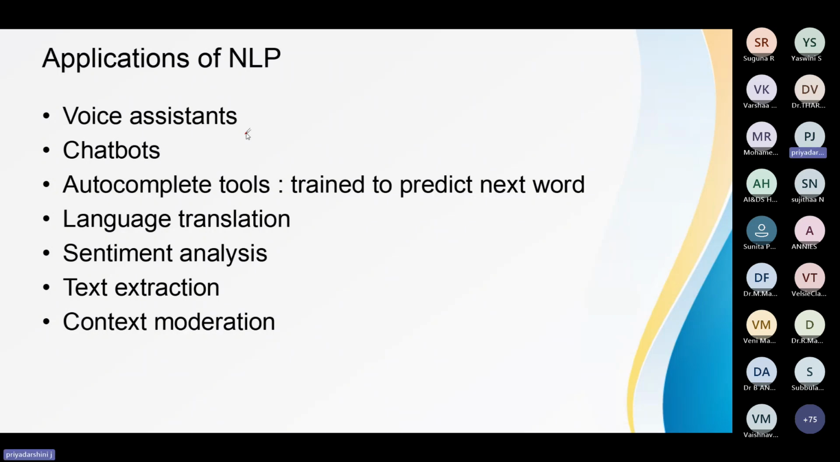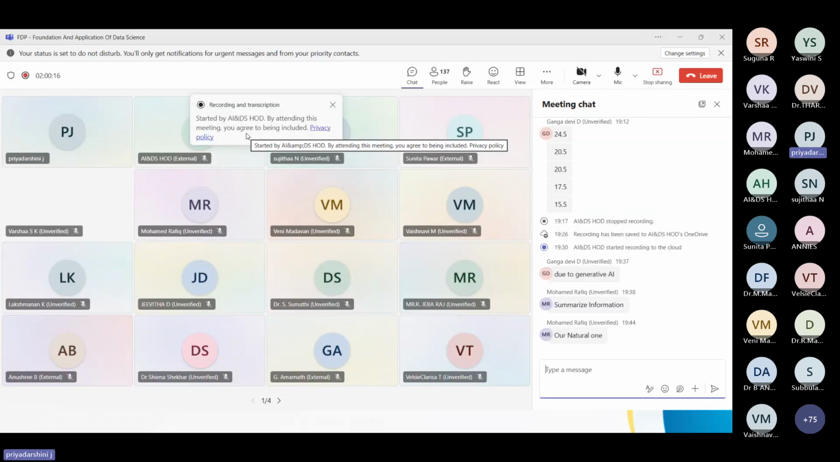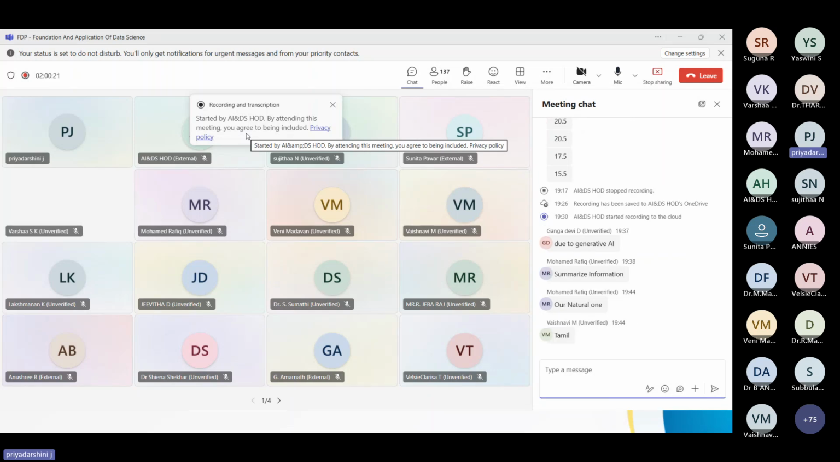If it was made in India. English. So you're not having Alexa at home? Hindi. Is it a guess? Of course, Tamil, it's a guess. Our natural one. What is our natural one?